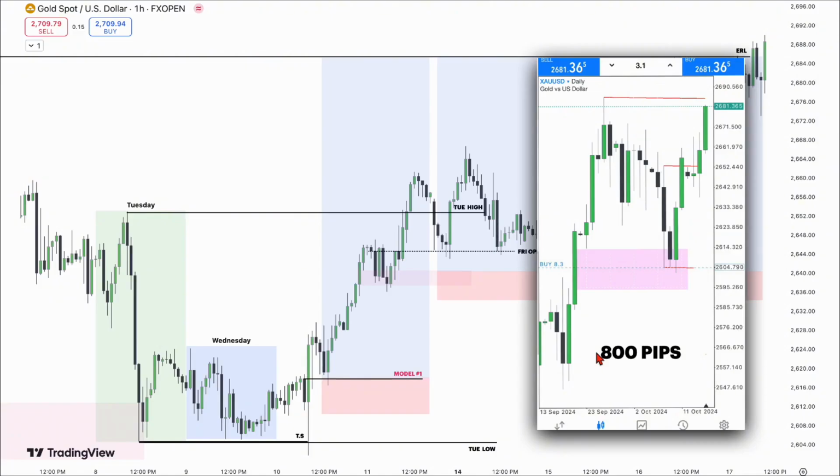In our next video, we will be unfolding a high probability daily CRT model that can help you catch key market moves with precision. So, make sure you're mentally prepared for that.